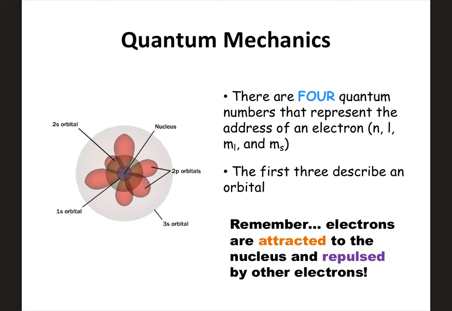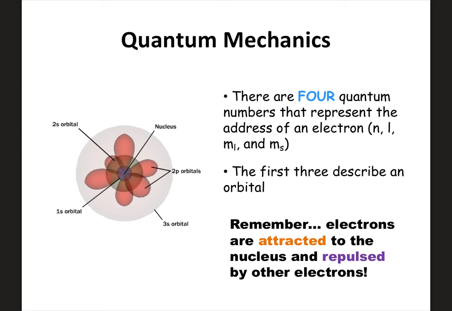So we know that there are four numbers that represent the address of an electron. We have four quantum numbers that represent the address of an electron. And we only really focused on two of them in honors, and we might have mentioned the other two very quickly, but you were only responsible for dealing with the first two. But now we're going to look at all of them. All right, so we have N, L, ML, and MS.